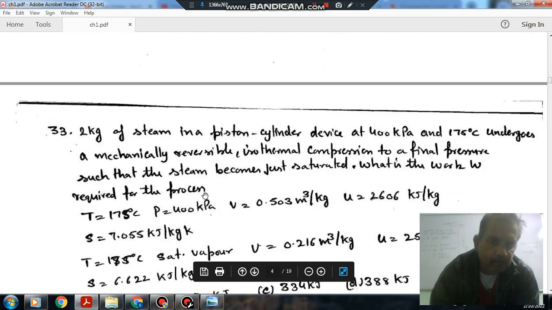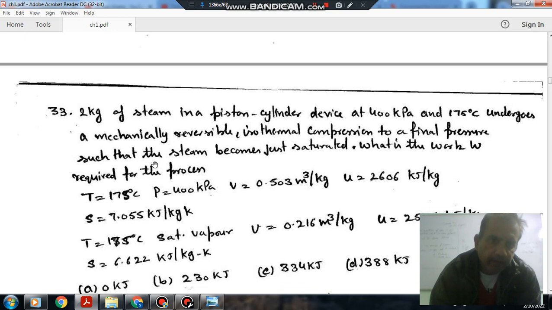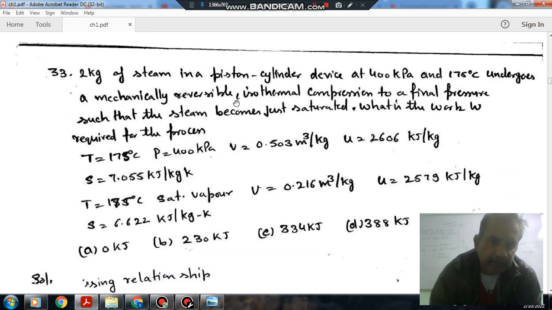Next, question number 33 of the question paper. 2 kg of steam in a piston cylinder device at 400 kPa and 175 degrees Celsius undergoes a mechanically reversible isothermal compression to a final pressure such that the steam becomes just saturated. What is the work W required for the process?